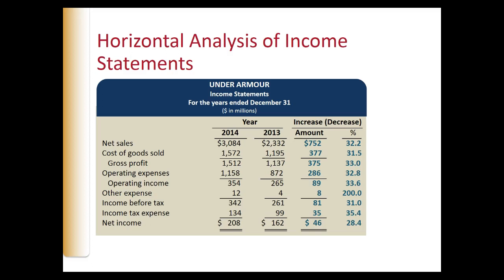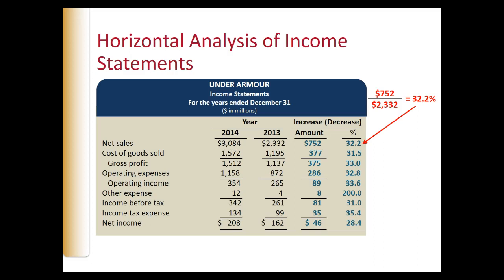So this slide provides income statements over 2 years for Under Armour. The final 2 columns show the dollar amount and percentage changes. We calculate the amount of the increase or decrease by simply subtracting the 2013 balance from the 2014 balance. The positive difference indicates the amounts increased in 2014. A negative amount represents a decrease, which we record in parentheses. We calculate the percentage increase or decrease based on the formula shown on the previous slide.